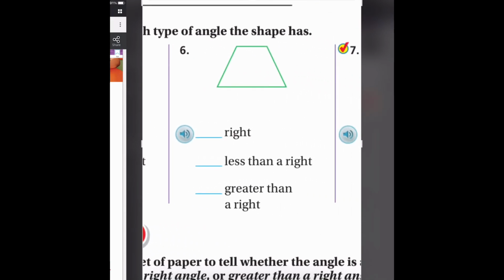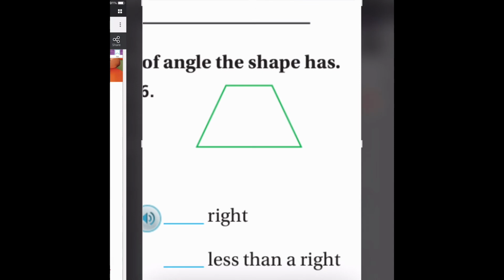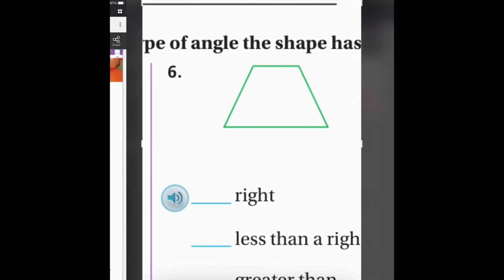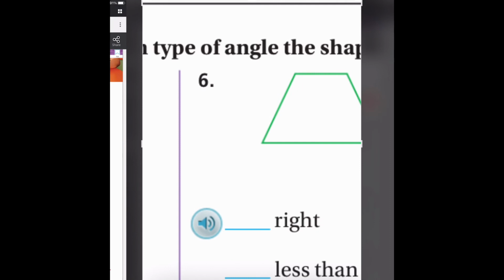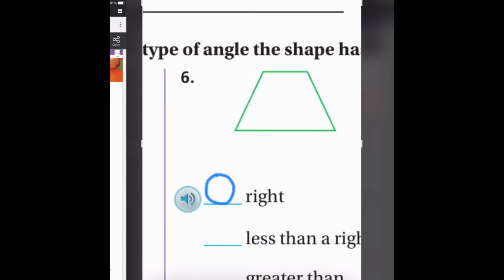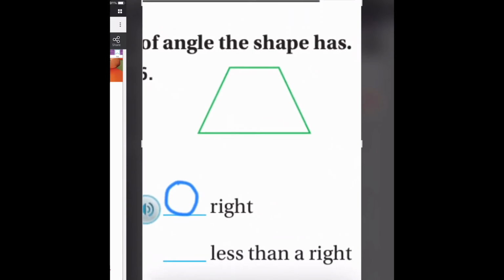Moving on to number 6, we look at this shape. It has 1, 2, 3, 4 angles, a total of 4 angles. So let's take a look and see what type of angles there are. We see no right angles. We see nothing that looks like this for number 6. So there are 0 right angles. Then I see 2 very sharp corners. I see one here and I see one here. Those are less than a right angle, so we have 2 of those.